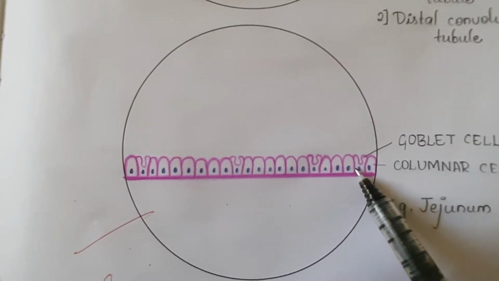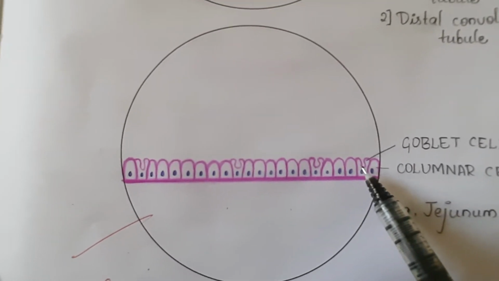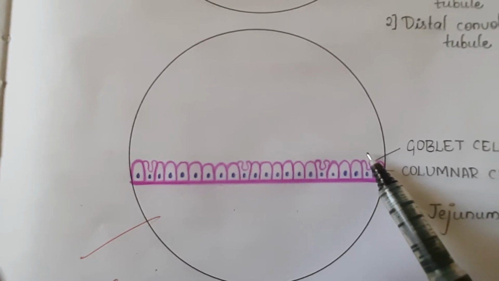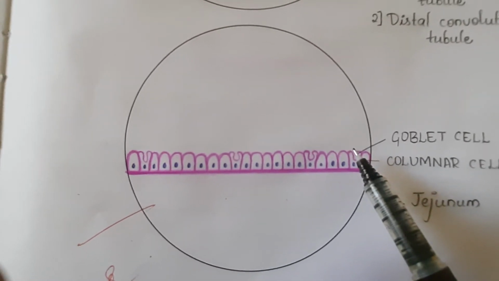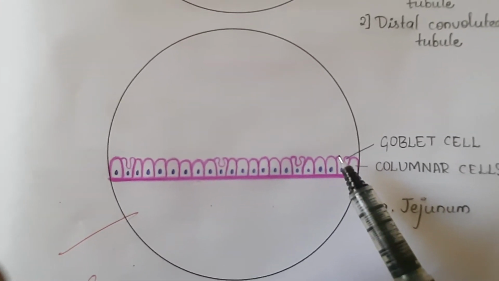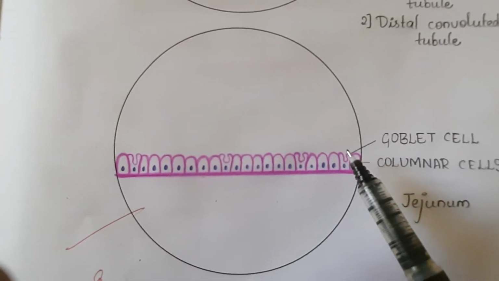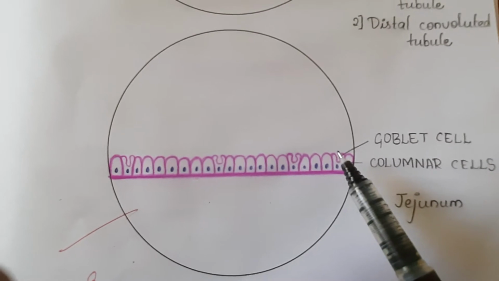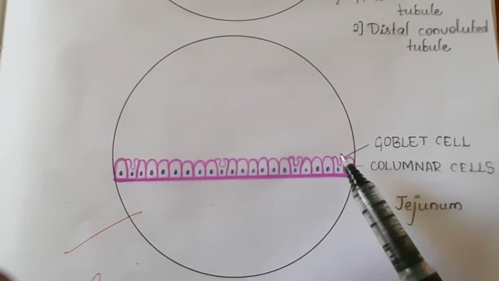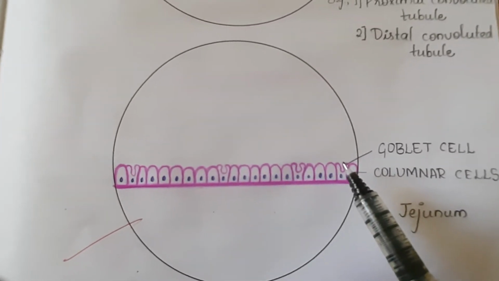Actually, the nucleus is towards the basement membrane, with a semilunar shape, and it is secreting mucus, especially in the large intestine, and in the jejunum also you can find it. In the large intestine, for passing the solid waste product of the food in the form of feces, lubrication is required.